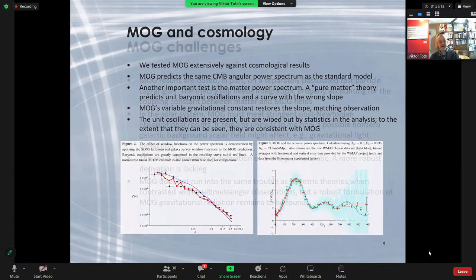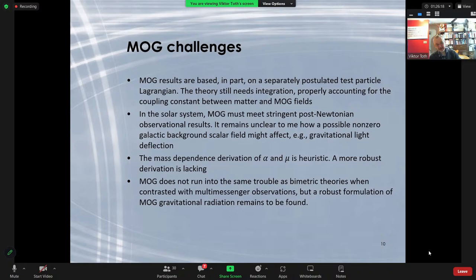Having said that, I also wanted to mention a few challenges that I personally find important. For starters, when we look at the equations of motion for a test particle, we basically postulate a test particle Lagrangian, separate from the theory, because of course MOG is not a theory of matter like Einstein's theory, just a theory of the gravitational field. How that field interacts with matter is of course quite important. I'm actually working on something on that front.